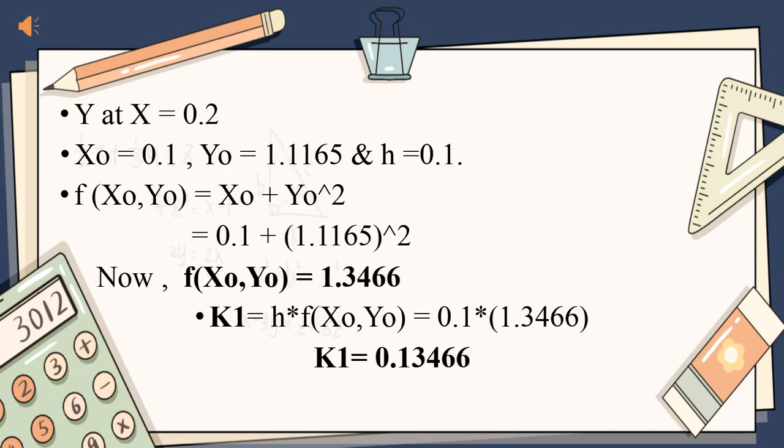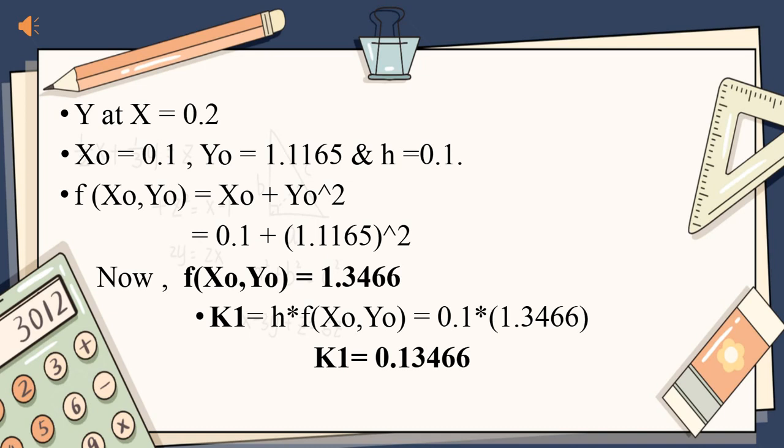Now because in the question we have to find the value of y at x is equal to 0.2, we repeat all of this process, but here the values are going to change. Now the value of x0 will be 0.1 and the value of y0 will be equal to 1.1165.